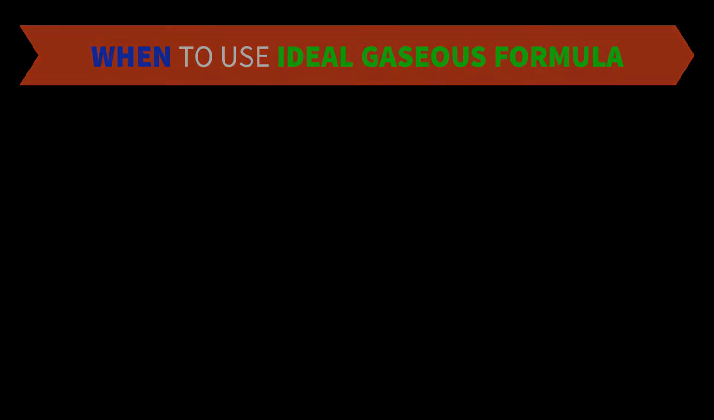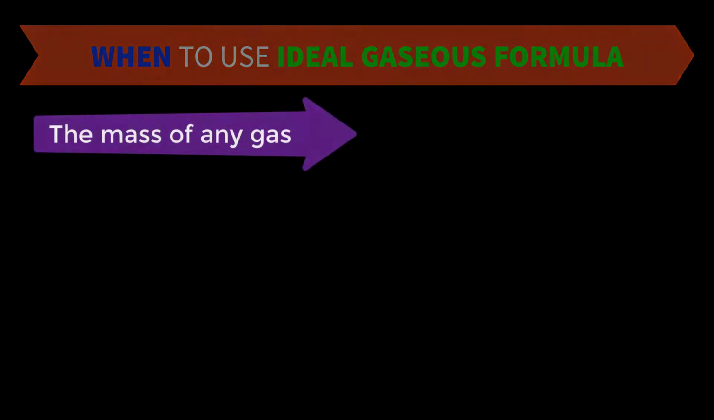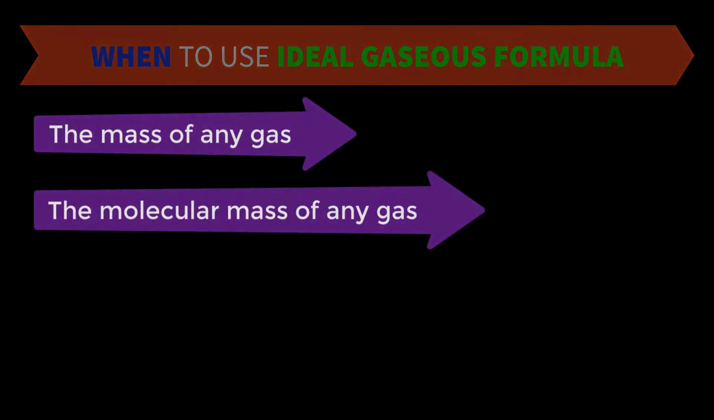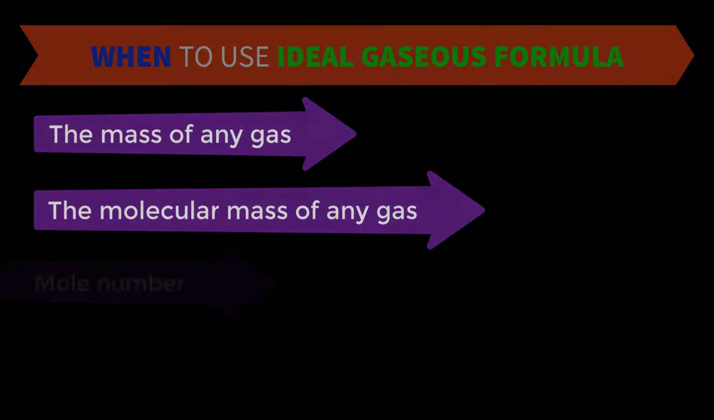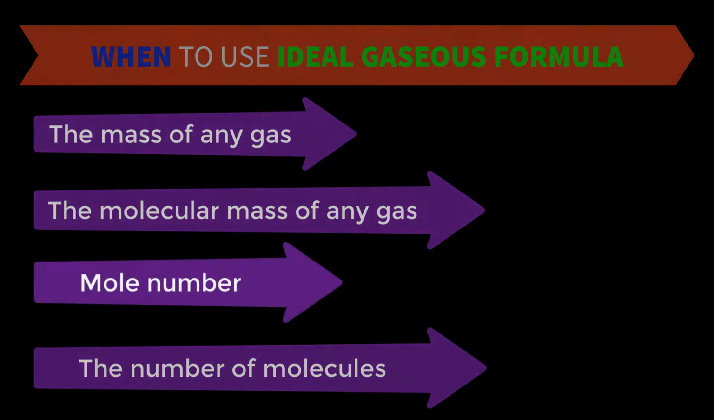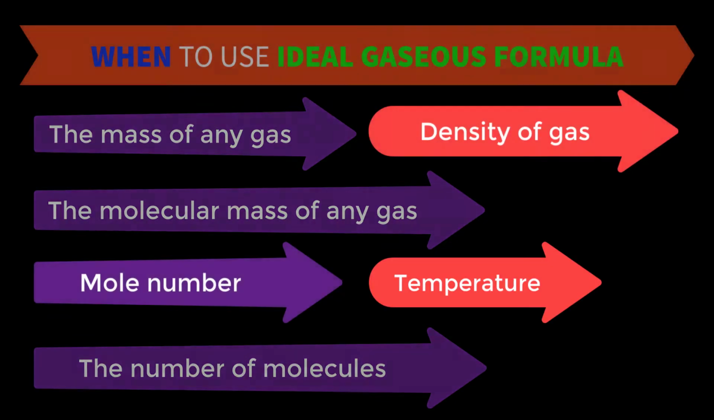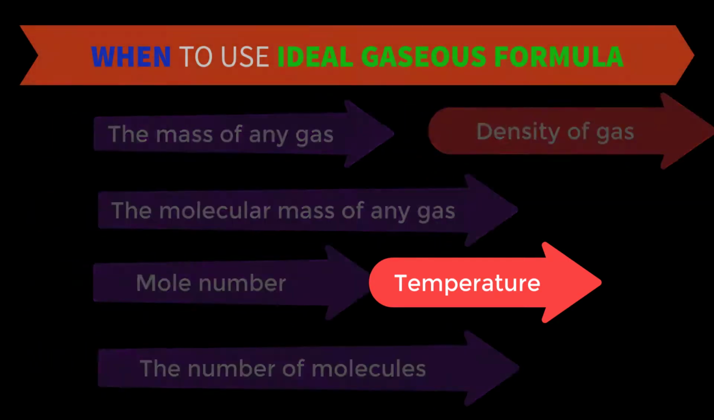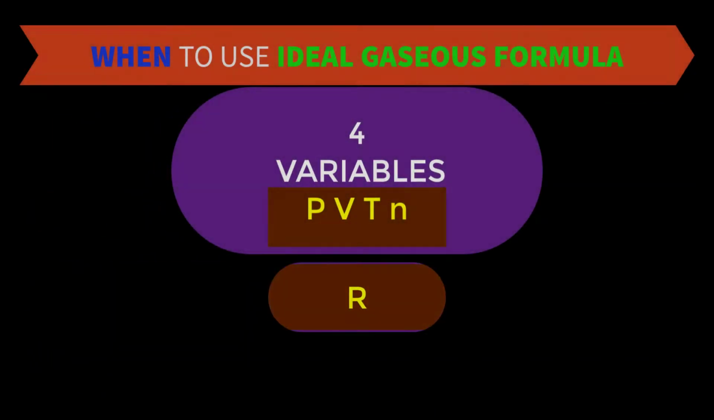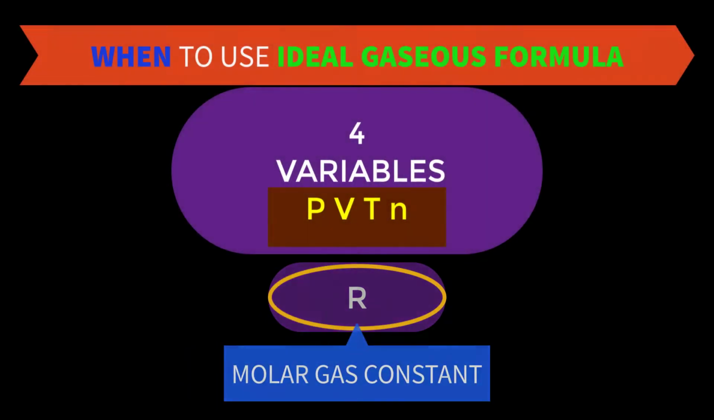Now we will learn when to use ideal gas formula. We use this formula to solve 5 to 6 types of mathematical problems. With this formula, we can determine the mass of any gas, the molecular mass of any gas, mole number, the number of molecules, density of gas, or even temperature. We can apply this formula when the presence of 4 variables along with capital R exists in the question. Here R is the molar gas constant.